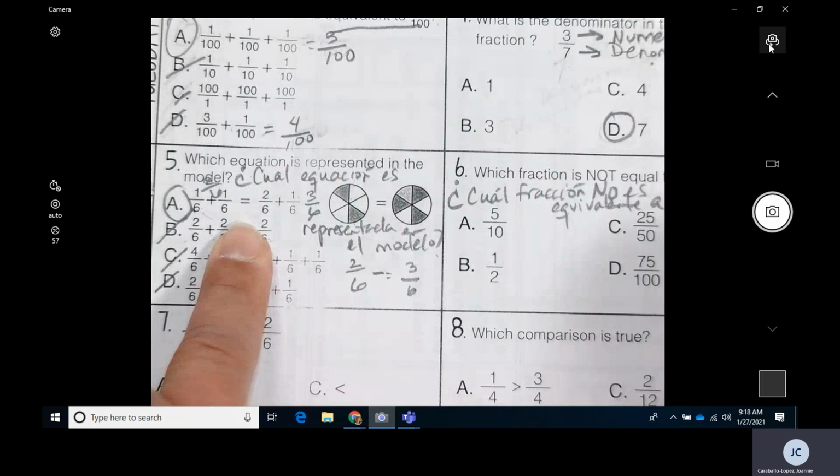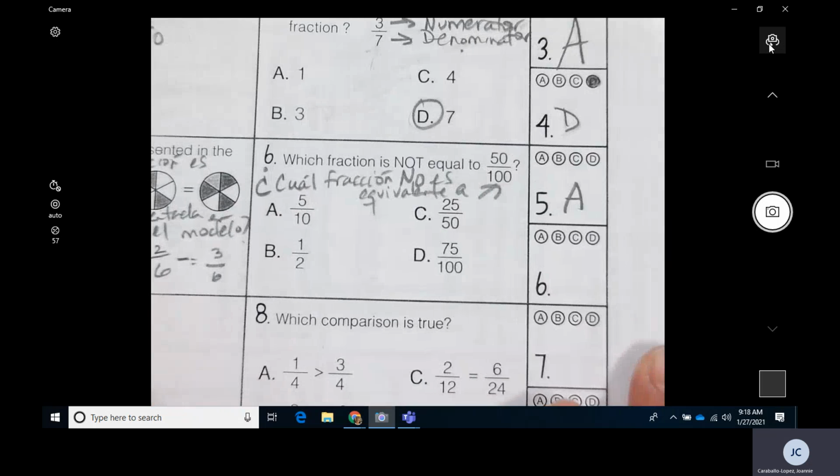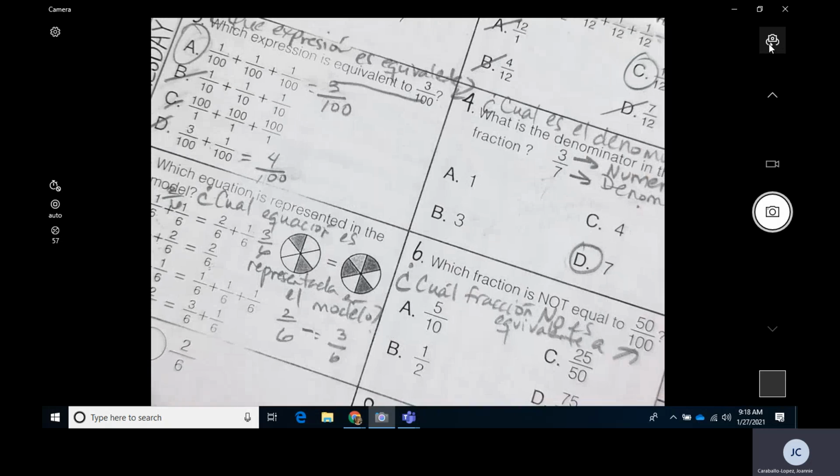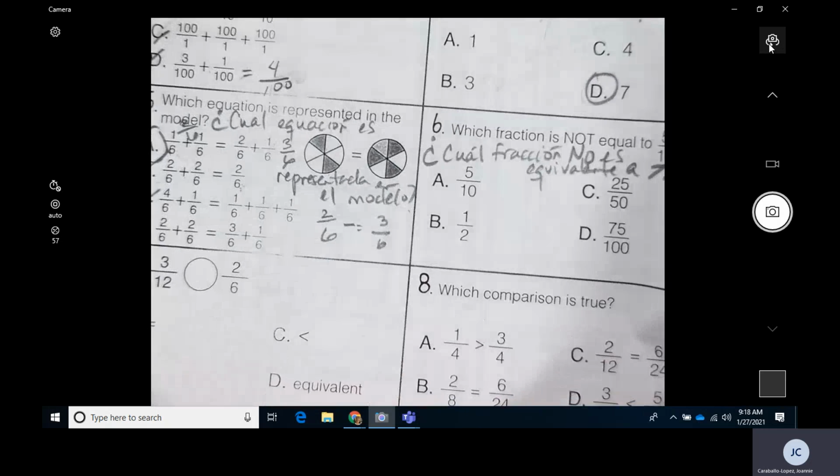So the answer was A. We put A right here, ponemos A aquí a la derecha y llenamos la burbuja A. ¿Alguien tiene alguna pregunta de cómo obtuvimos esta contestación?